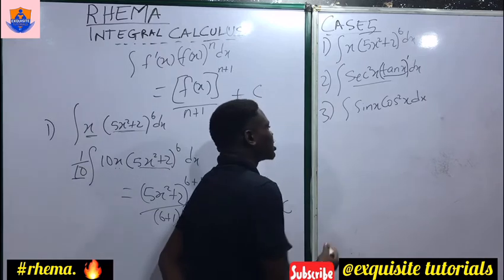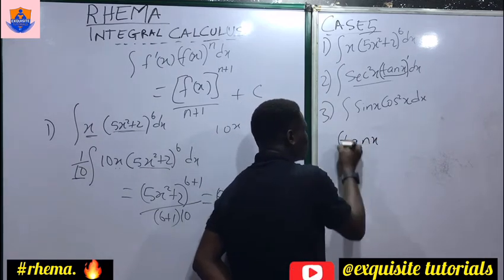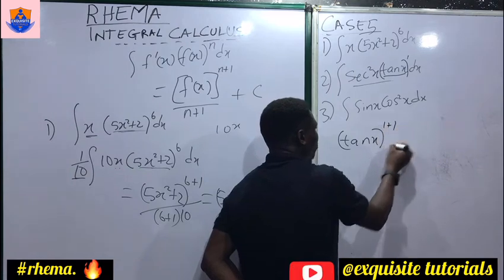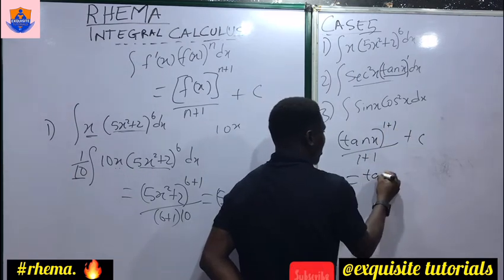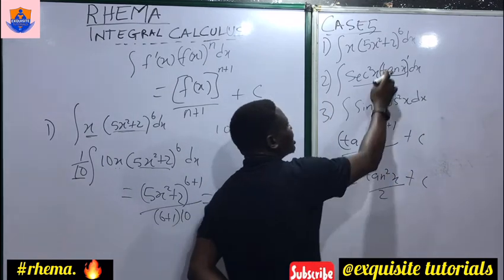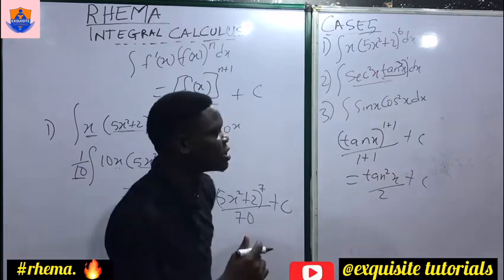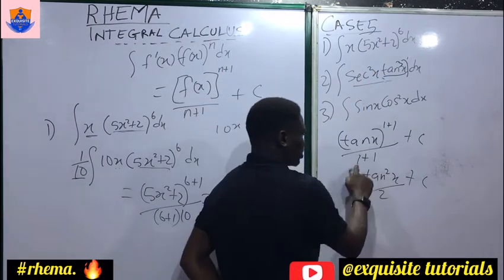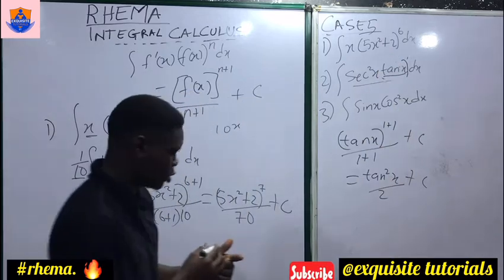So our final answer becomes tan x. Don't forget, you add 1 to the power, 1 plus 1 all over 1 plus 1 plus c. So this is tan square x all over 2. It's possible that it is tan cube x. When you differentiate tan x, you get sec square x. So this would have been 3 plus 1 over 3 plus 1. So let's move over to question 3.